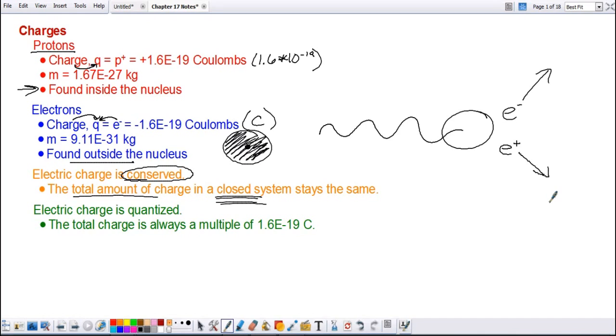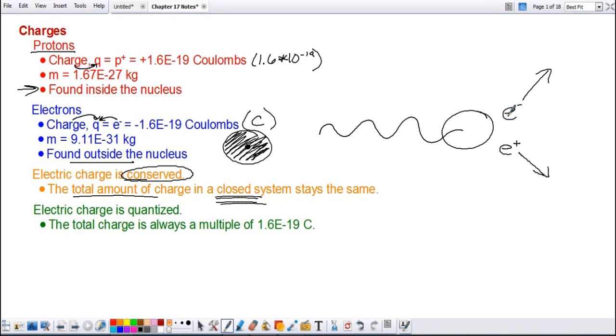Okay? Now, an electron is going to have 1.6 times 10 to the negative 19th coulombs for a charge. The positron is going to have 1.6 times 10 to the negative 19th coulombs, but positive, the electron would be negative. So the net charge is 0. Just like beforehand, there'd be a net charge of 0.